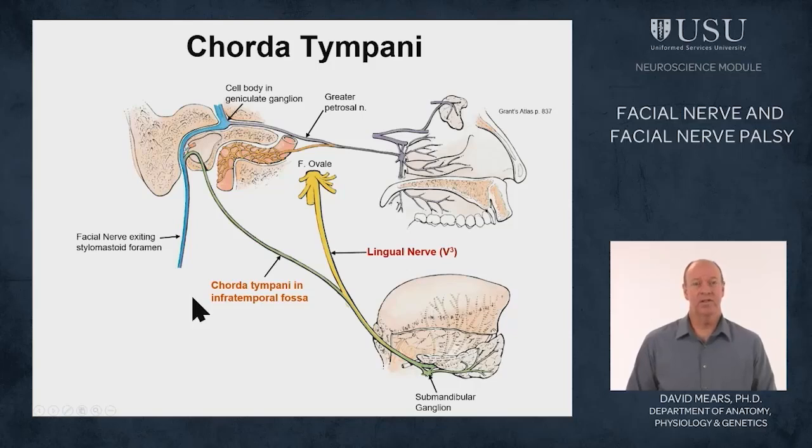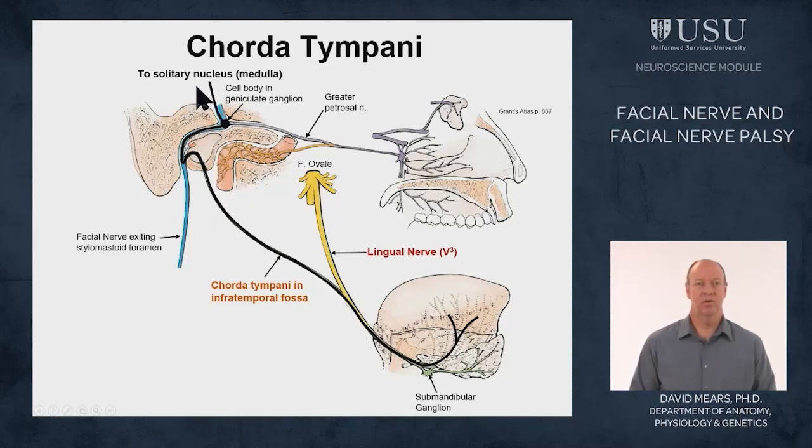And then, of course, the chorda tympani also has taste fibers. The cell bodies of those fibers are up there in the geniculate ganglion. Their peripheral processes will be innervating taste receptors on the tongue, coursing back first with the lingual nerve and then the chorda tympani, and then ultimately the central processes will course with the facial nerve and end up in the solitary nucleus in the medulla.